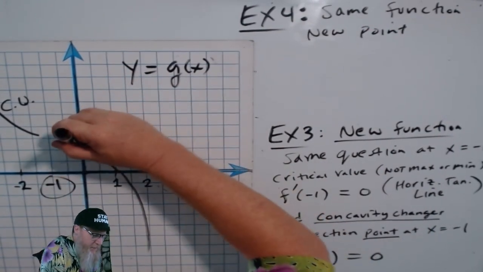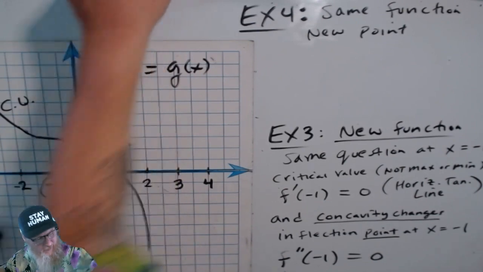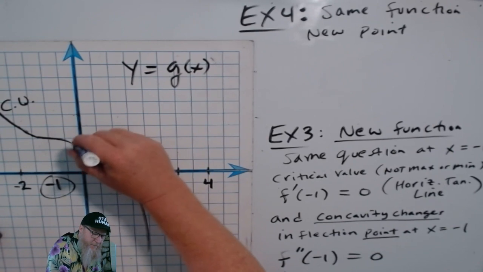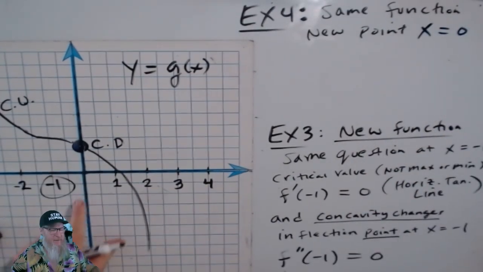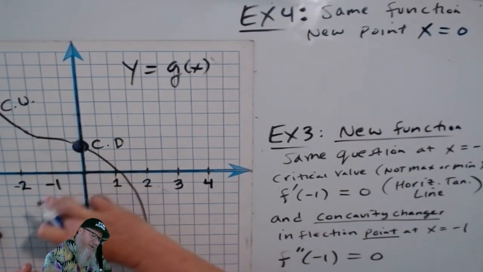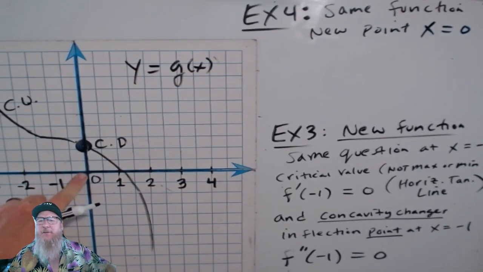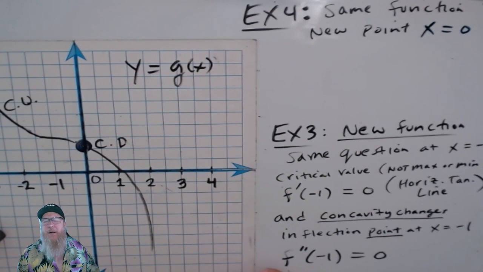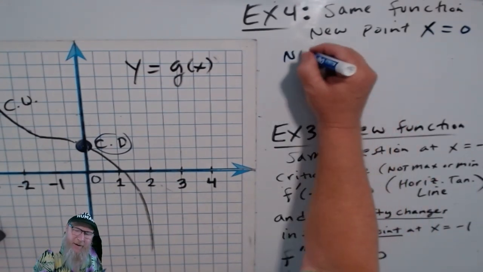Let's move the point over to, I don't know, where should we move it over to? How about right here? All right, so this time it's x equals 0. We usually don't label 0 because 0 is considered an obvious point that doesn't need a label. It's the center of the grid. So what do we know about that point? Well, we know it's concave down at that point. And we also know it's decreasing. It's not a critical value, though.